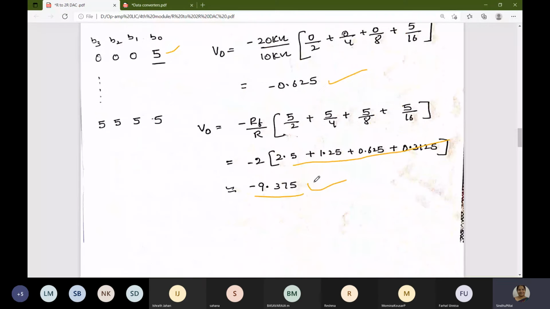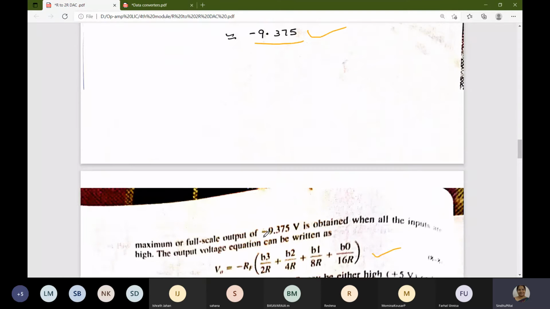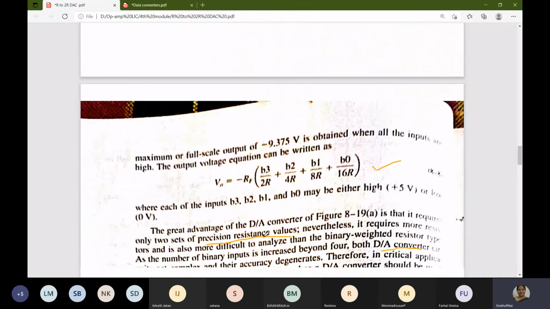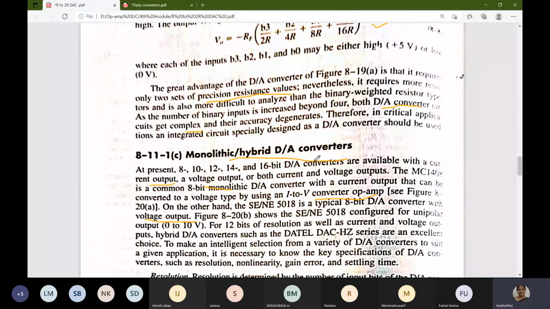And as the number of bits increases, the circuit will become very complex. For 4 bits only, the circuit is like this; if you go for n number of bits, the circuit becomes very complicated. So they have gone with the integrated circuit. Integrated circuit means the circuit is put into an IC. So this formula I have shown. As the number of binary inputs is increased beyond 4, it becomes complex, so they have gone with the integrated circuit.